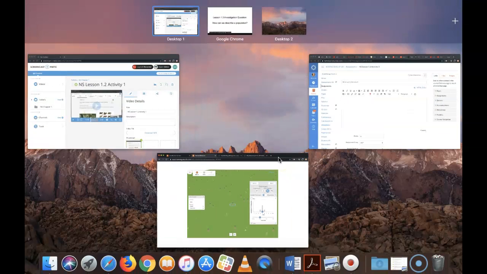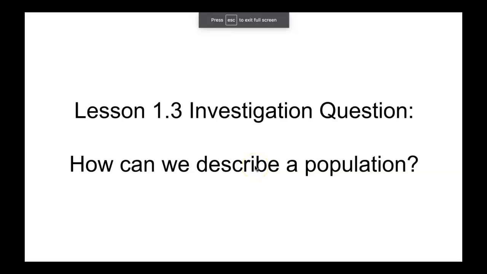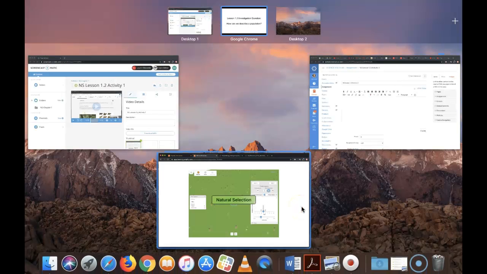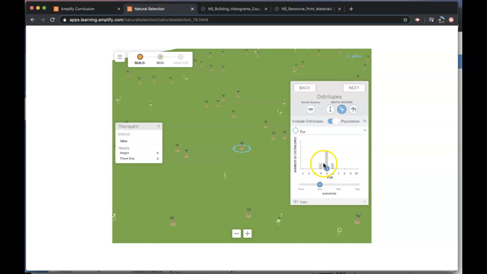So our investigation question is, how can we describe a population? That's what we're trying to figure out. And what we're learning is that we can describe a population by the variation and distribution of the traits, creating histograms. So we can describe the australopes by how much variation there is of fur and the distribution.